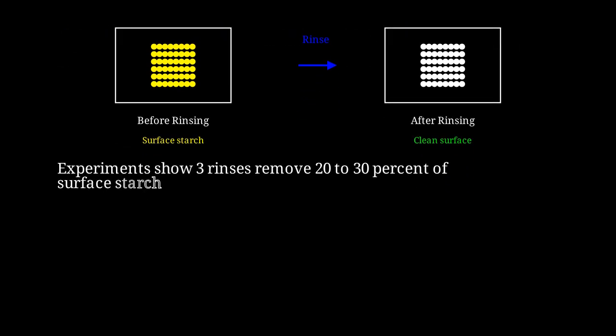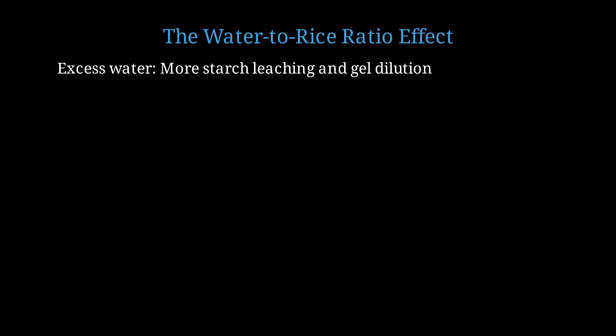Controlled experiments show that 3 rinses can remove 20 to 30% of readily available surface starch. This significantly reduces the stickiness of the final product. The water-to-rice ratio also dramatically affects texture through both thermodynamic and kinetic factors. Let's analyze this quantitatively. With excess water, more starch leaches from the grain, but the concentration in the surrounding liquid is diluted. The surface gel layer is thinner and less viscous.